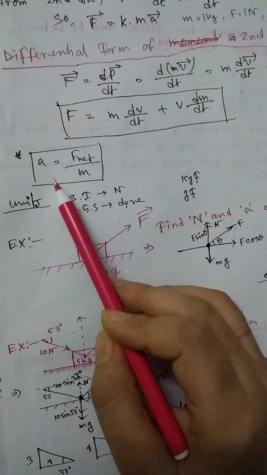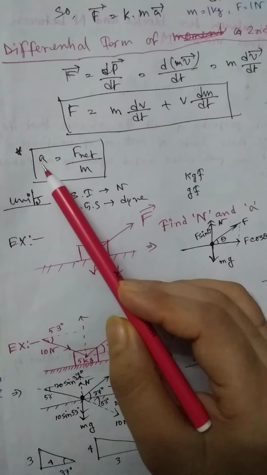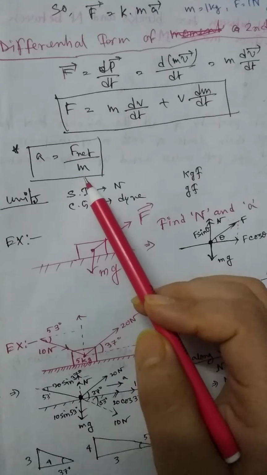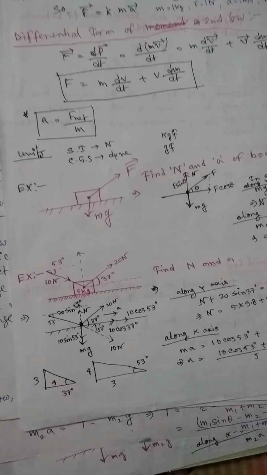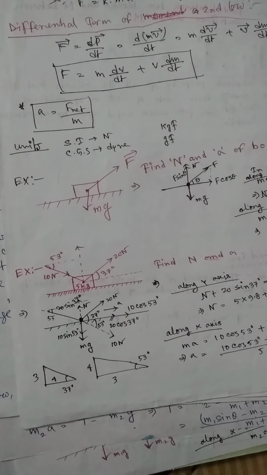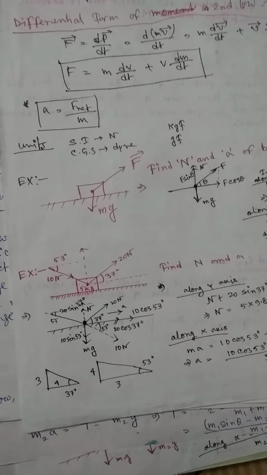We have to remember one more thing: acceleration equals net force by total mass. Okay, the unit of force: the SI unit is newton and the CGS unit is dyne.